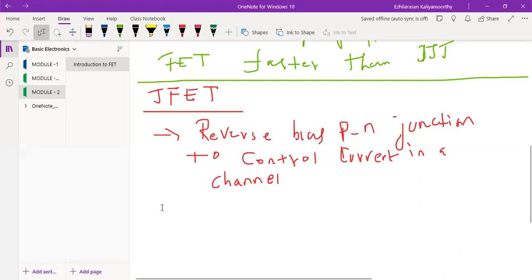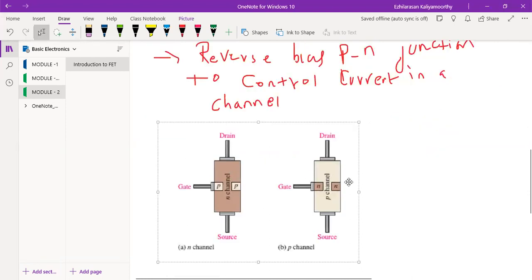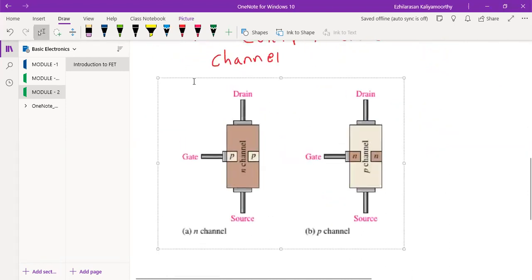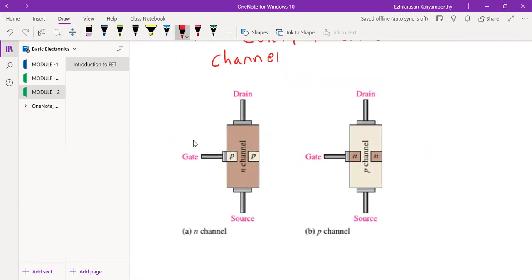So this is the structure which I'm showing, the basic structure of JFET. You can see here how the basic structure is. Now you can see this will be your N channel. Okay, this is N channel. This will be your P channel. Normally, N channel or P channel has three terminals, but actually it is four terminals.